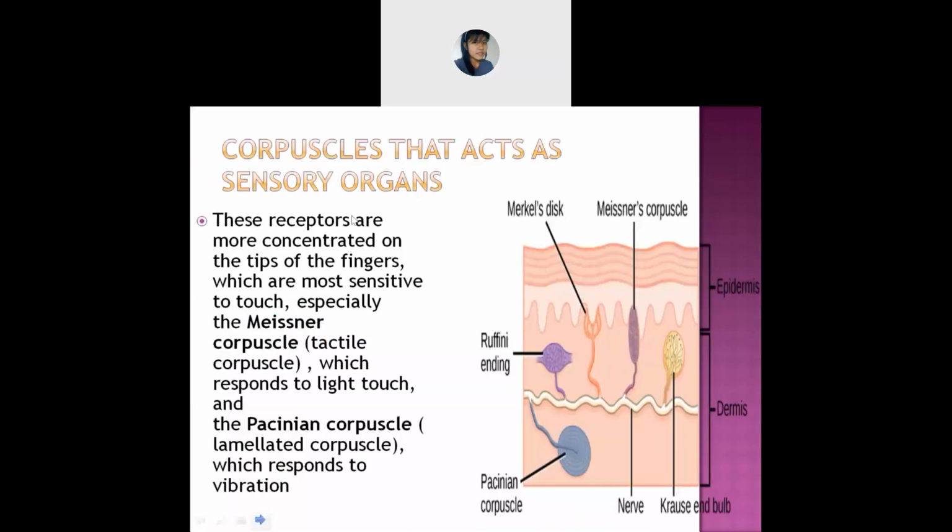Okay. Next is corpuscles. Corpuscles act as sensory organs. Some corpuscles help you in sensing the things which are occurring, or which will occur, so you can see the changes. All right. So the corpuscles' names are Meissner corpuscles. This one, I hope you can see. Can you see it or not?